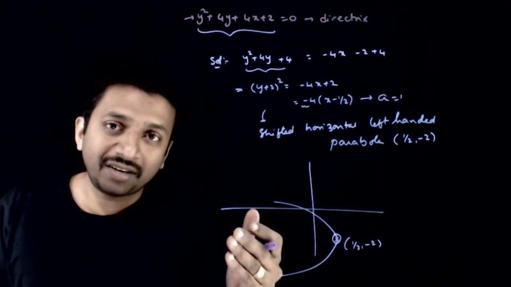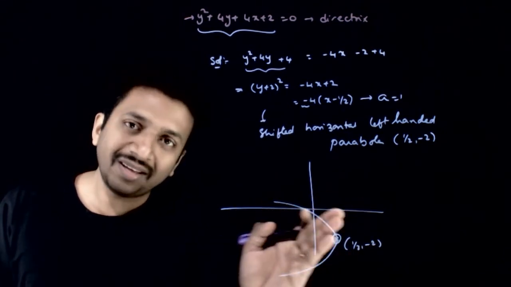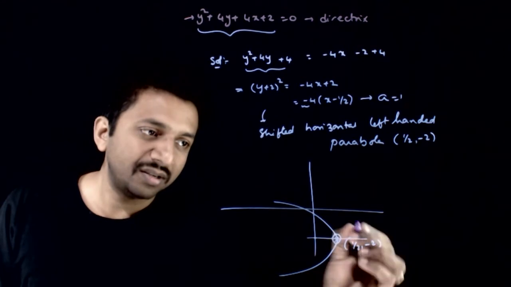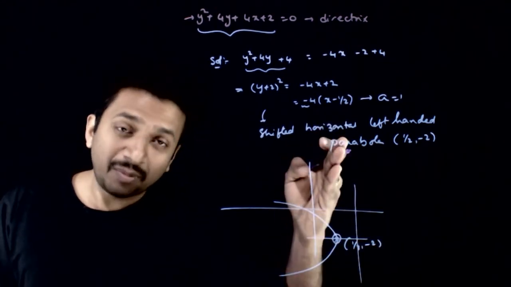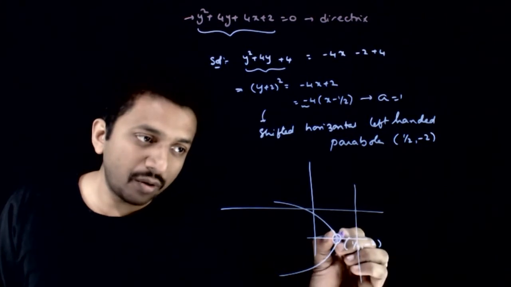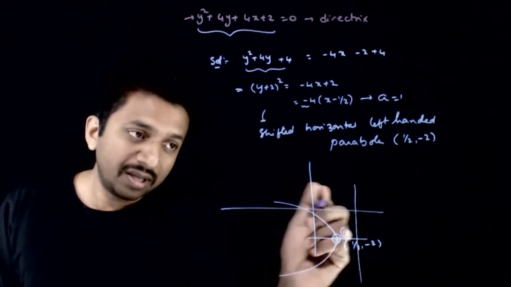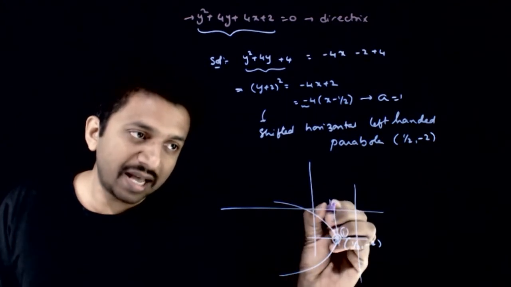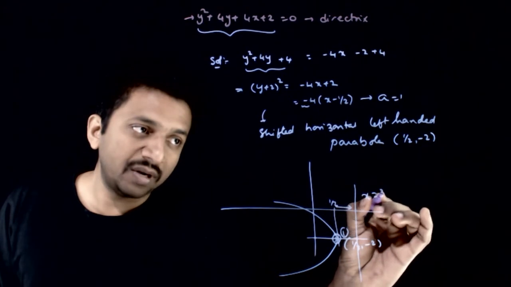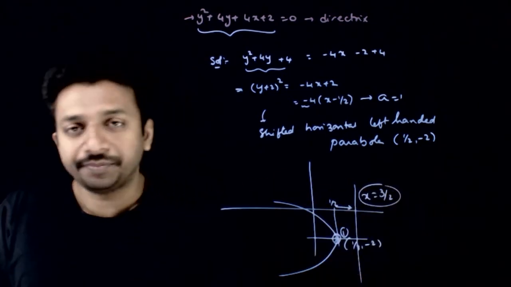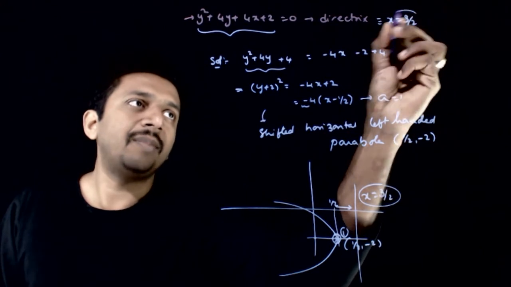Now to find the directrix, we know that the directrix will be at a distance of a units to the right of the vertex. So the directrix of the parabola will be a vertical line at a distance of 1 unit backwards from the vertex. So the x coordinate of the vertex is half. If you go 1 unit backwards, the x coordinate will be equal to 3 by 2. So the directrix is x is equal to 3 by 2.